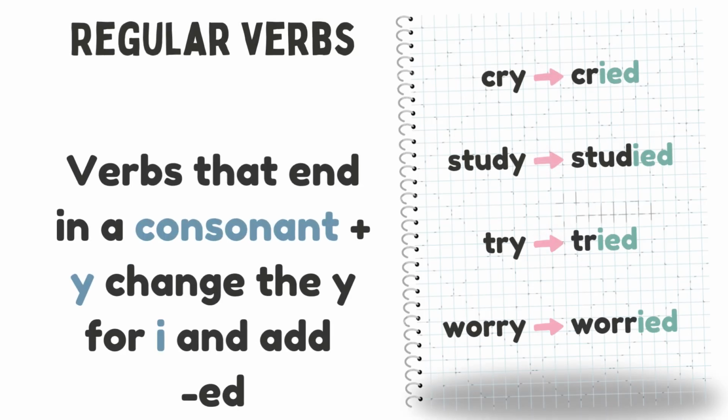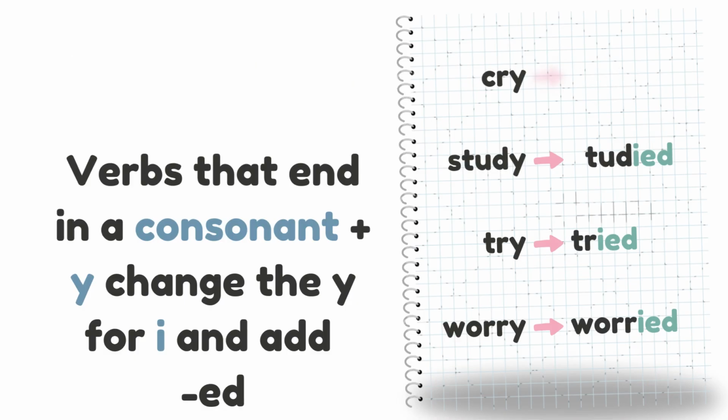For regular verbs that end with a consonant plus y, we're going to change the y to an i and add ed. So for example, cry, it ends with consonant R plus Y. So we're going to drop the Y and add IED, cried. Study, again, it ends with consonant D plus Y. So studied, IED. Drop the Y, add IED for studied. Try becomes tried. Worry becomes worried.